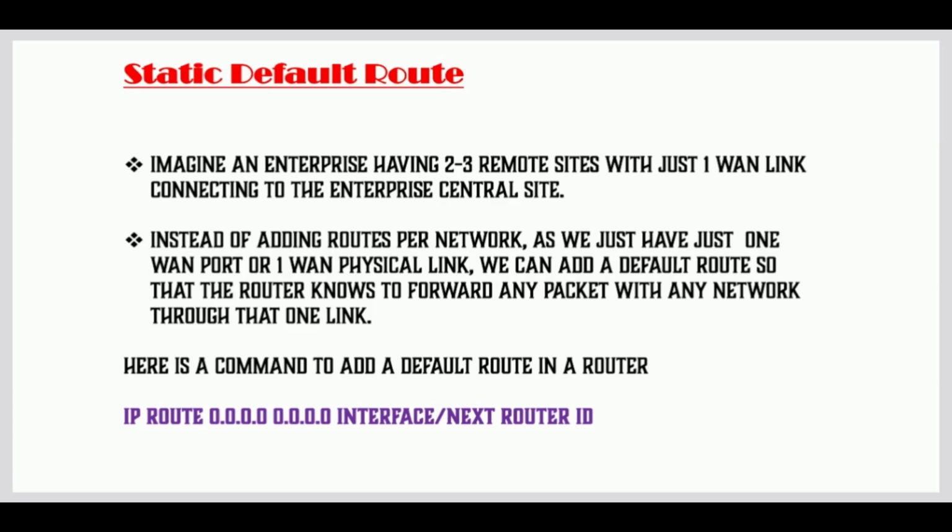Static default route. Imagine an enterprise having 2 to 3 remote sites with just one WAN link connecting to the enterprise central site. Instead of adding routes per network, as we have just one WAN port or one WAN physical link, we can add a default route so that the router knows to forward any packet with any network through that one link. Here is a command to add a default route in a router.